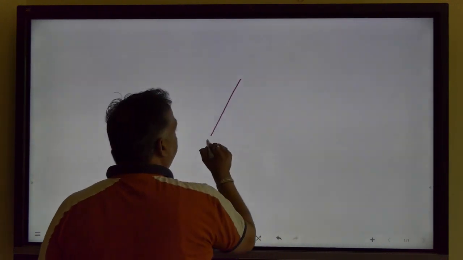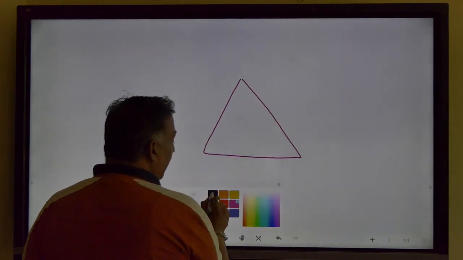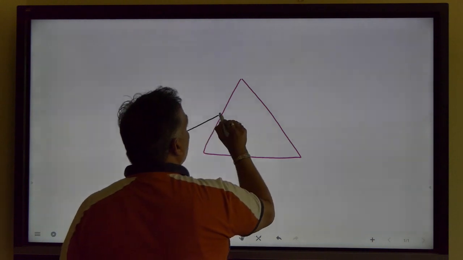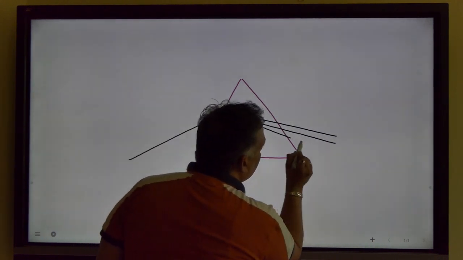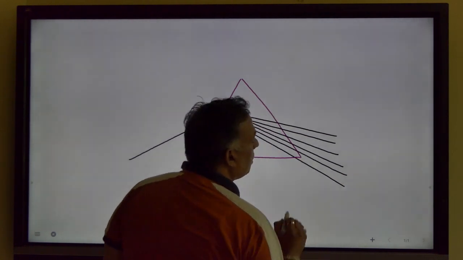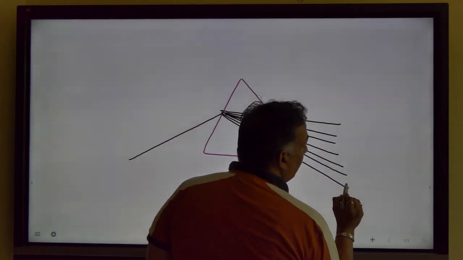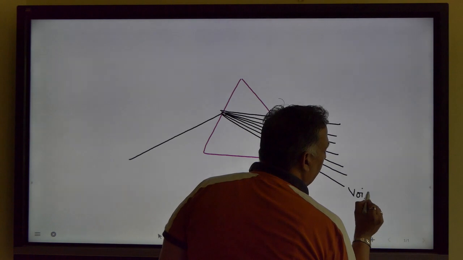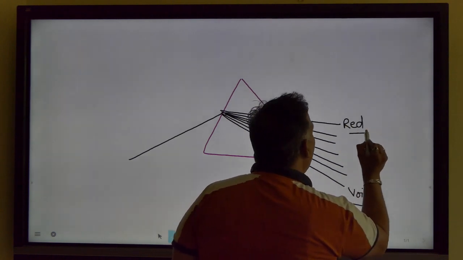If this is a prism, I am supposing any ray that's passing through the prism gets dissociated into 7 colors. If it dissociates into 7 colors, this is called dispersion. The lower one is violet, and the upper one is red.